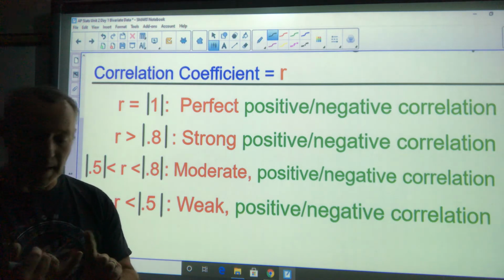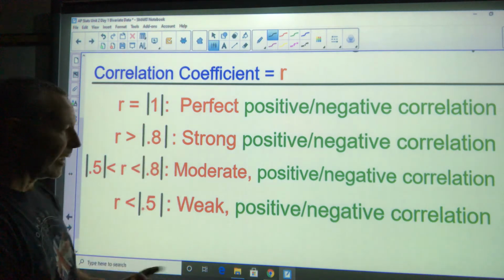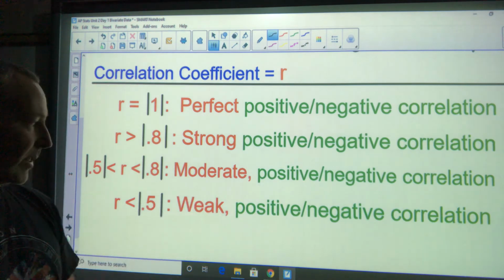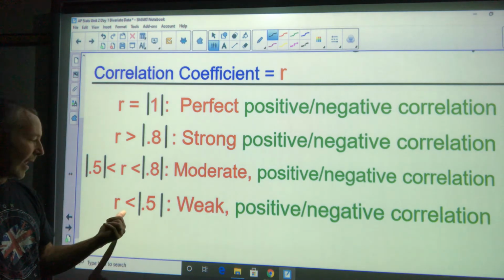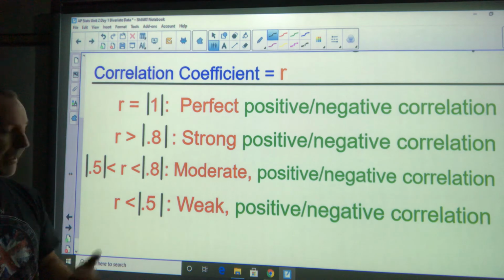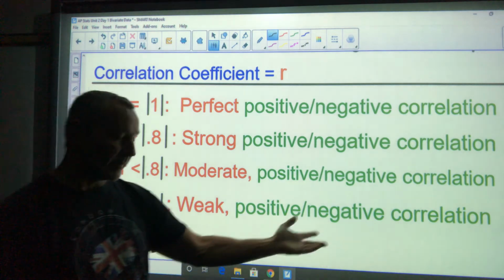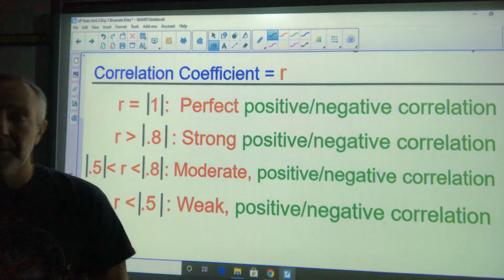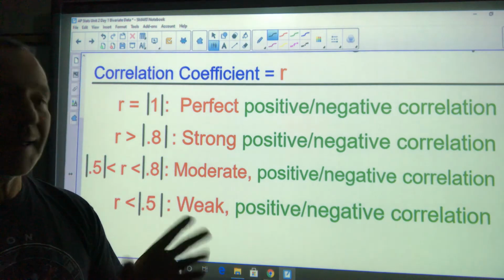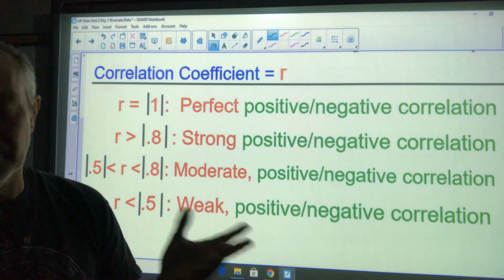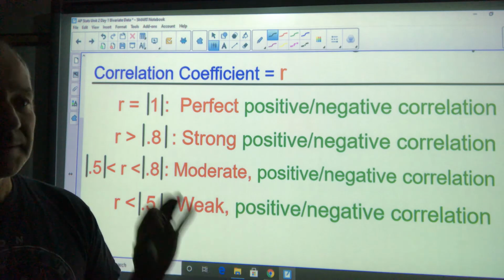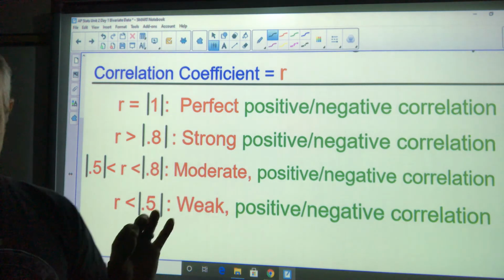You're always going to talk about the strength, that's the number value, and the direction of the correlation with the line. Okay, and lastly we have a correlation of less than 0.5. That would be weak, positive or negative correlation. Again, that means that if I look at my points, they are not close to the line of best fit. They're all over the place. They're very far from it. So I can't use that line to do a good job predicting, okay?